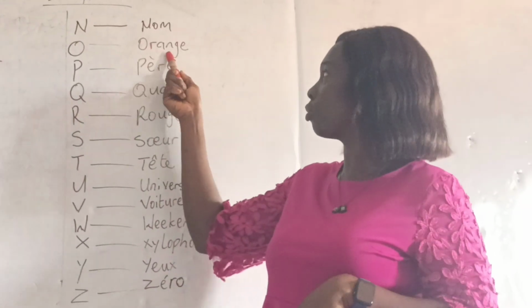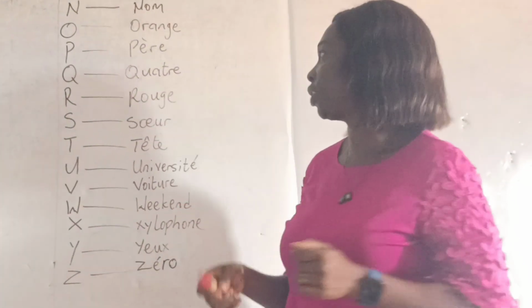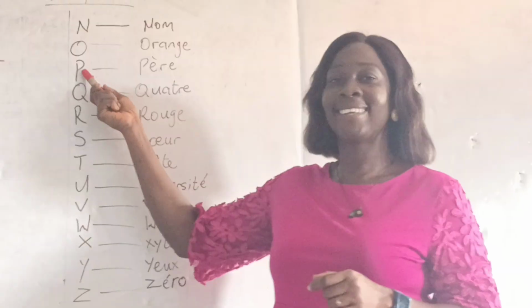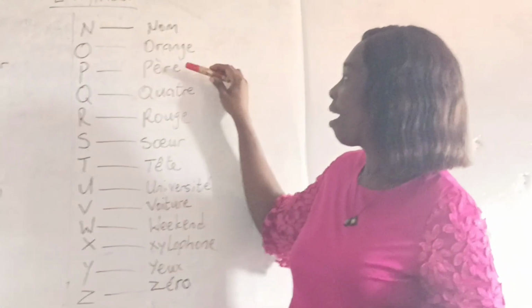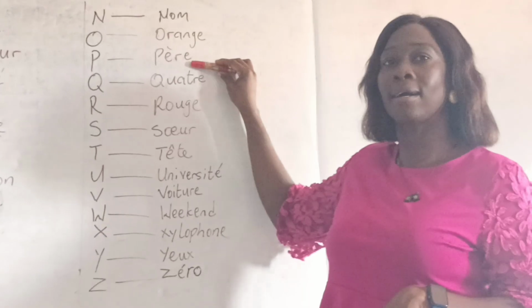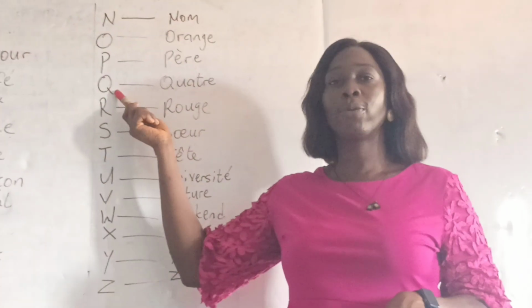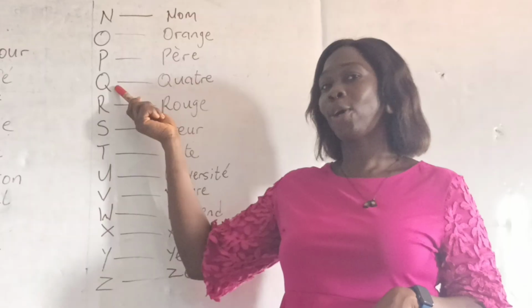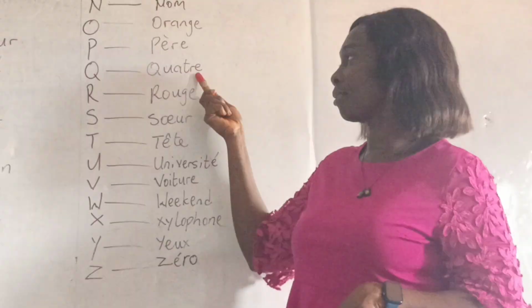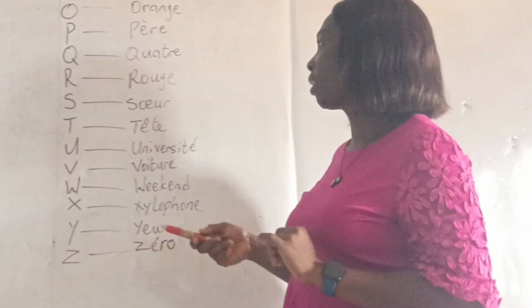O, as in orange. Orange means what? Orange. P, père means what? Père is what? Father. Q, quatre. Quatre is what? Stands for 4, means 4.